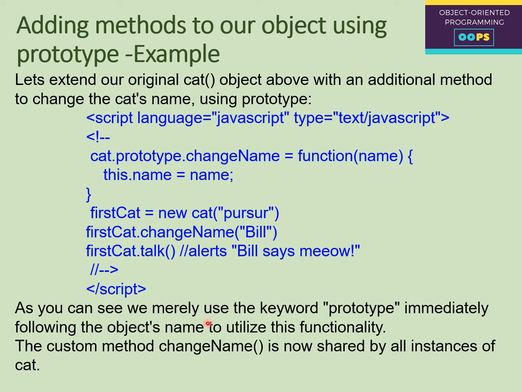As you can see, we merely use the keyword prototype immediately following the object name to utilize this functionality. The custom method changeName is now shared by all the instances of the corresponding cat class.